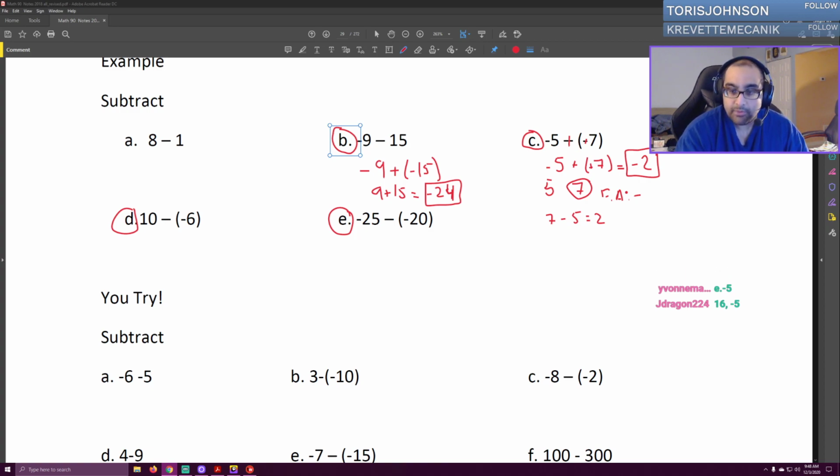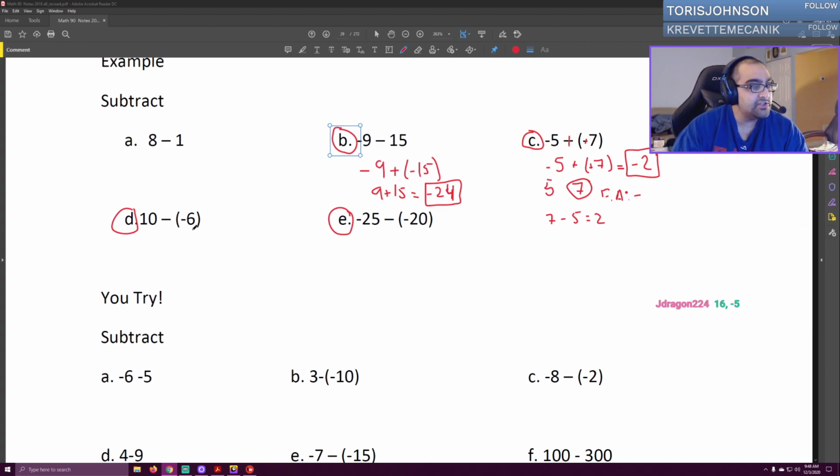Okay, so we got a couple different answers here. We got 4 and minus 5 and 16 and minus 5. Well, let's go ahead and take a look here. See if you can get the same answers here as I did.